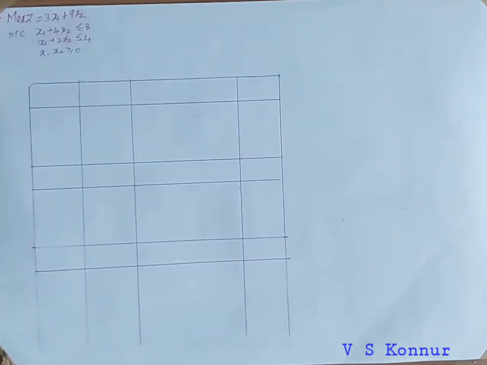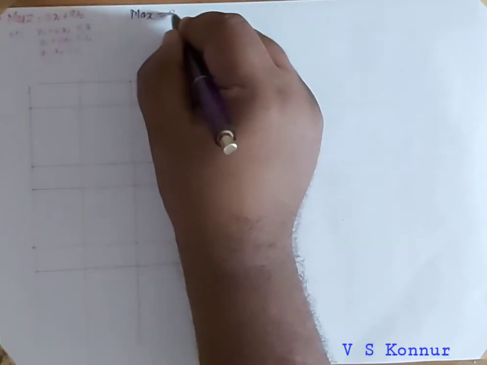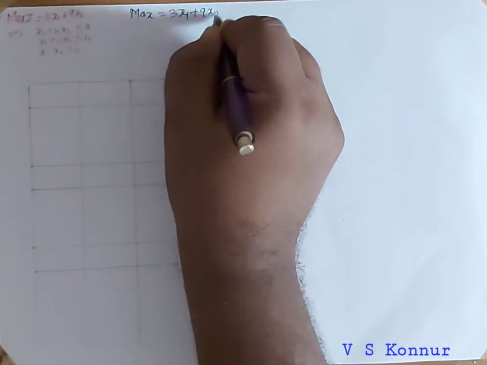Next problem: max of z is equal to 3x1 plus 9x2, subject to x1 plus 4x2 less than or equal to 8, x1 plus 2x2 less than or equal to 4. Now we'll bring it to the standard form. Max of z is equal to 3x1 plus 9x2.